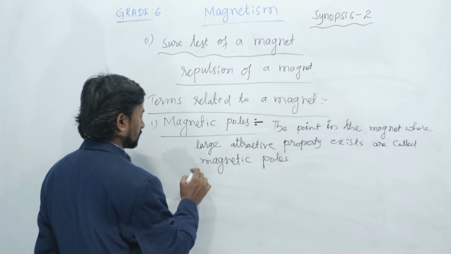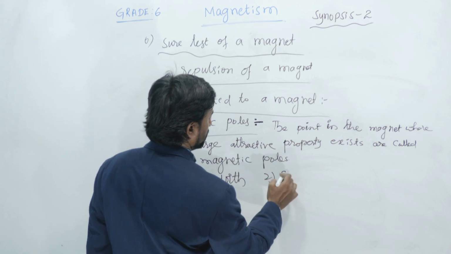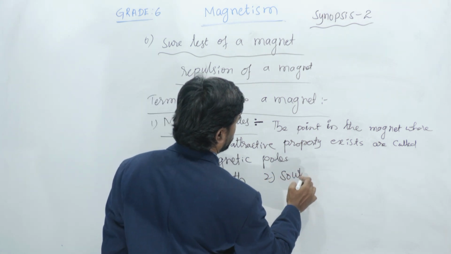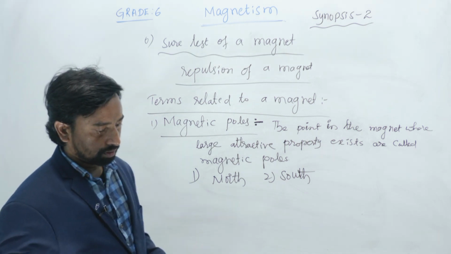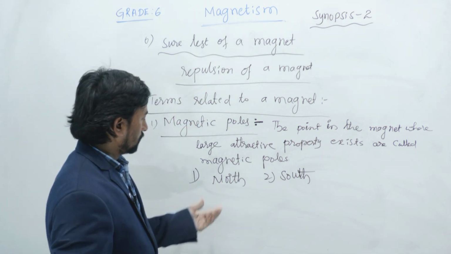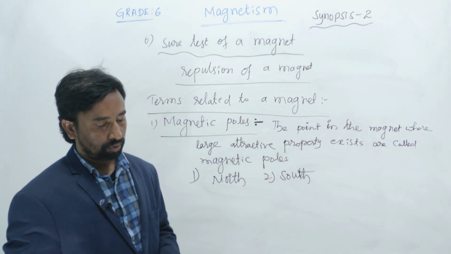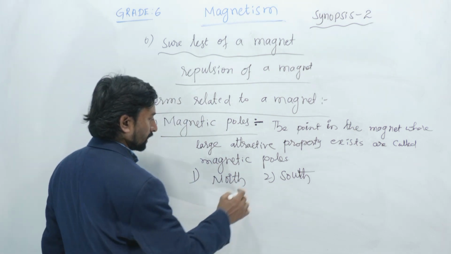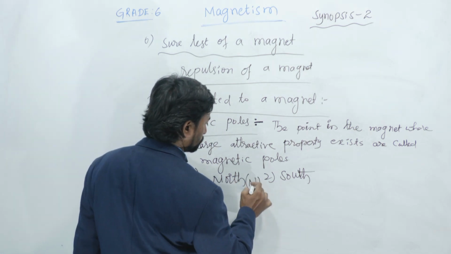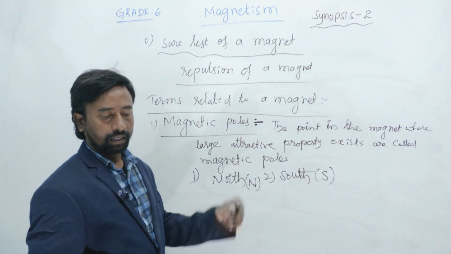These poles are of two types. One is the north pole and the second one is the south pole. From the north pole and south pole, magnetic lines of force will travel from north pole to south pole. The north pole is denoted by capital N, and the south pole is denoted by capital S.